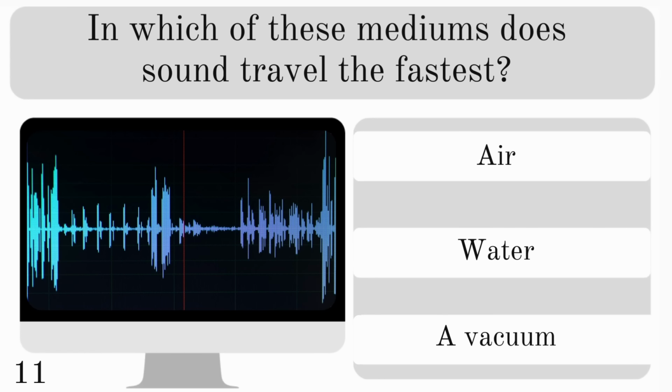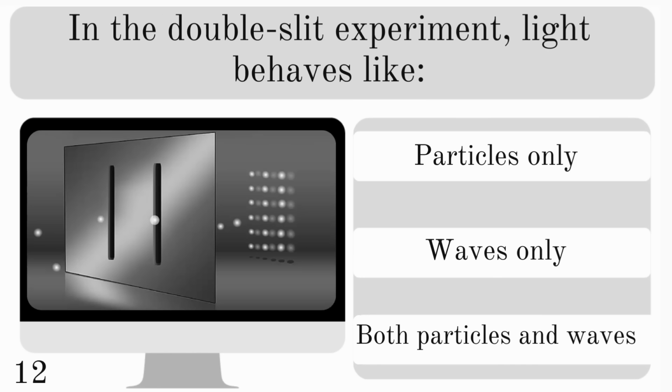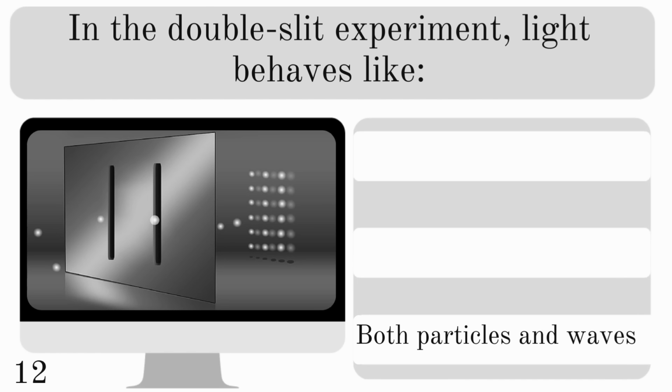In which of these mediums does sound travel the fastest? In air, water or in a vacuum? And the correct answer is water. In the double slit experiment, light behaves like which? Particles only, waves only, or both particles and waves? And the answer is both particles and waves.